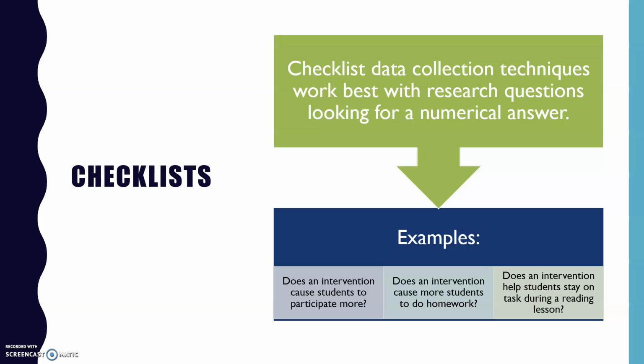Checklists work best with research questions looking for numerical answers, since it is a form of quantitative data collection. Some examples of questions that could use checklists as a form of data collection would be, does an intervention cause students to participate more? Another example would be, does an intervention that I'm using in my classroom cause students to do more homework? And lastly, does an intervention that I'm trying out in my classroom help students to stay on task during a read lesson? So with any of those examples, you could simply use a checklist to see whether your students were doing those things or not doing those things.